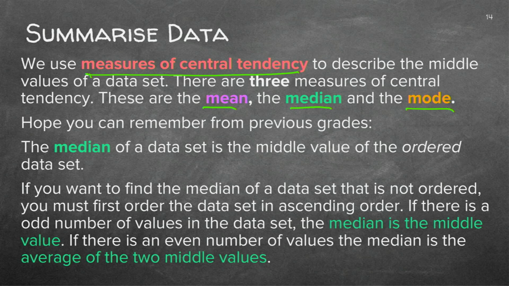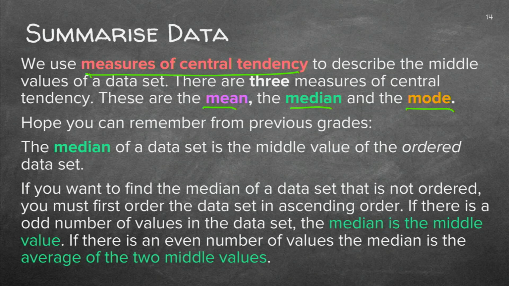The median of a data set is the middle value of the ordered data. Remember, I'm telling you all the time, once you've done it, order your data. So the median is the middle value of the ordered data set. If you want to find the median of a data set that is not ordered, you must first order the data set in ascending order.